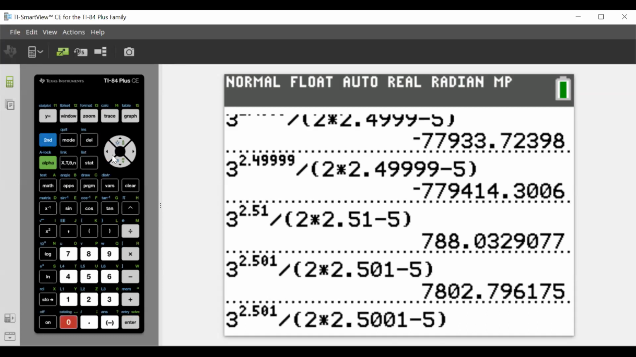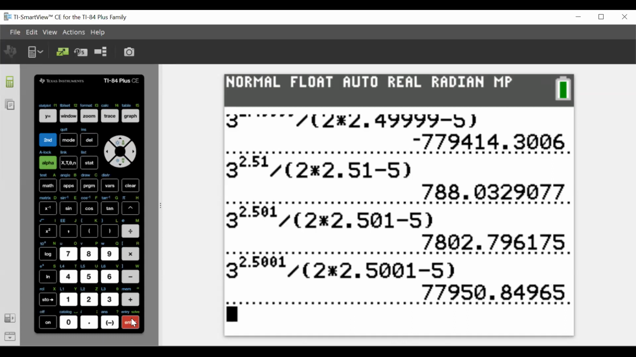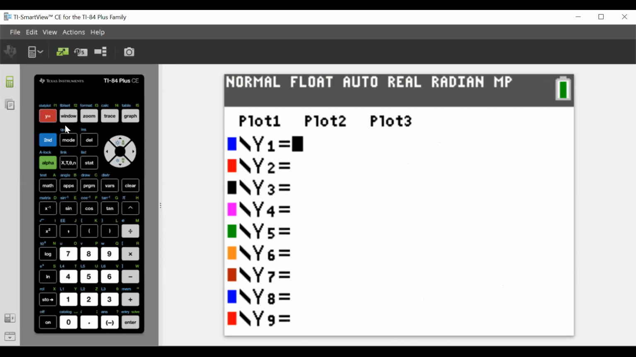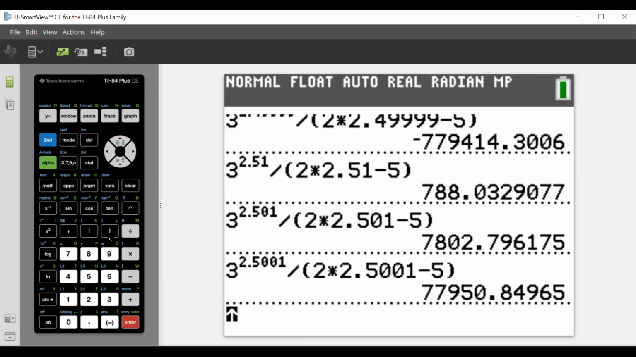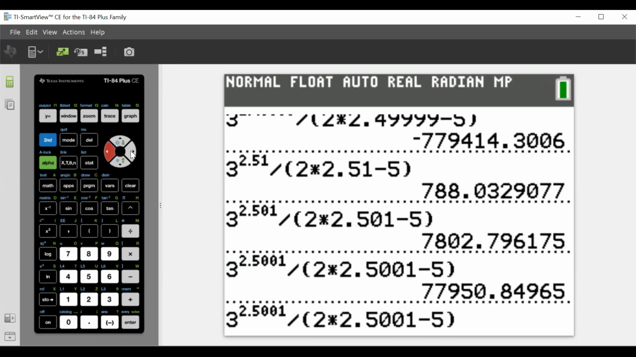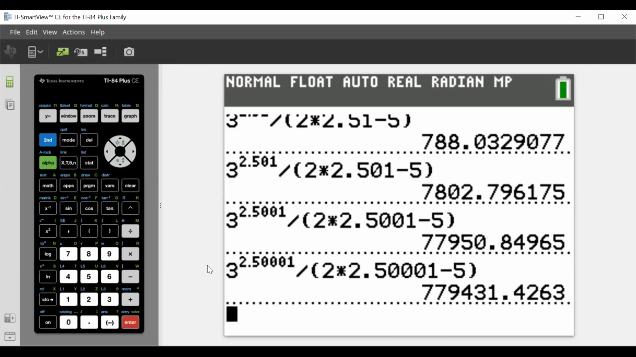And go one more time. Insert 0, and insert a 0. And so we get 77950.850. And then for our last one, add one more 0 in here, another 0. And we get 7794311.426. Okay. All right, so those are going to be our values we type into our table over here.